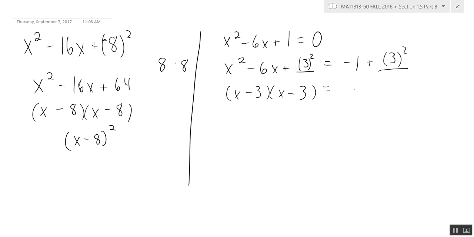Now that equals negative 1 plus 3 squared, which is 9, right? Now the left side of the equation becomes x minus 3 squared, something times itself, that perfect square. The right side of my equation becomes what? I have negative 1 plus 9, so that's going to be a positive 8.